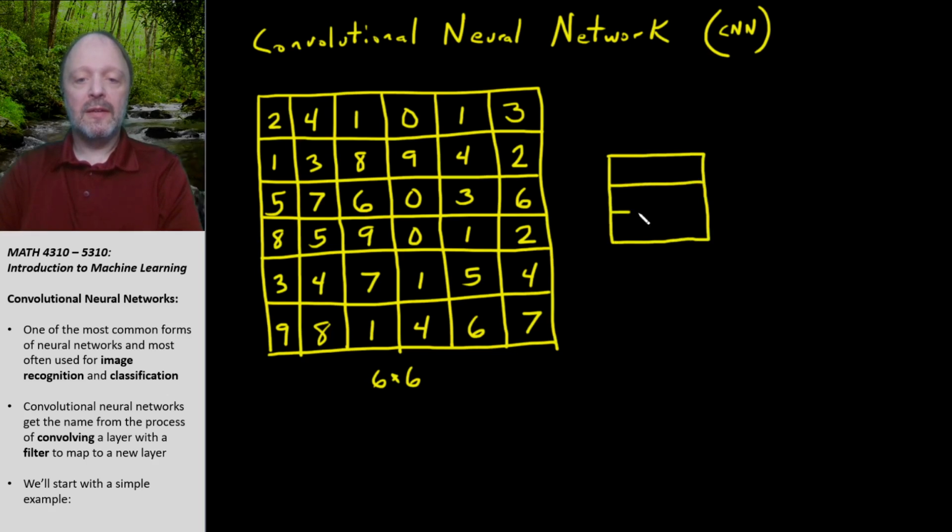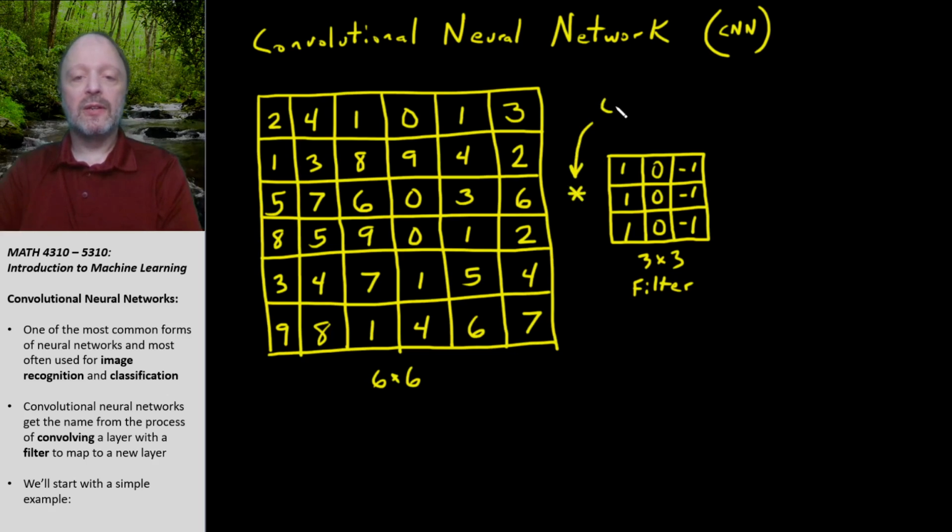And we're going to fill it in with values that seem a little bit strange. Going down the columns, 1, 1, 1, 0, 0, 0, -1, -1, -1. Okay, this is a 3 by 3 filter. And we're going to convolve it with the original matrix. This is the convolution operator.